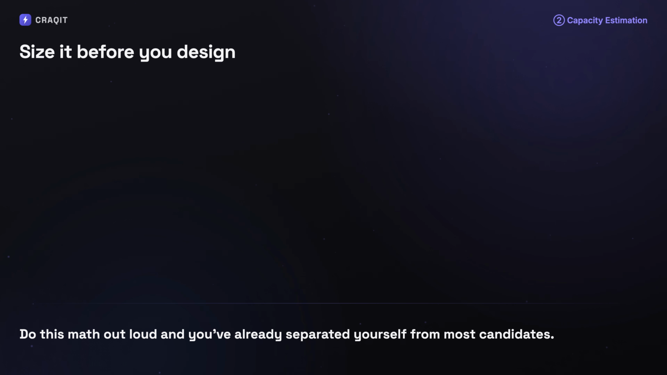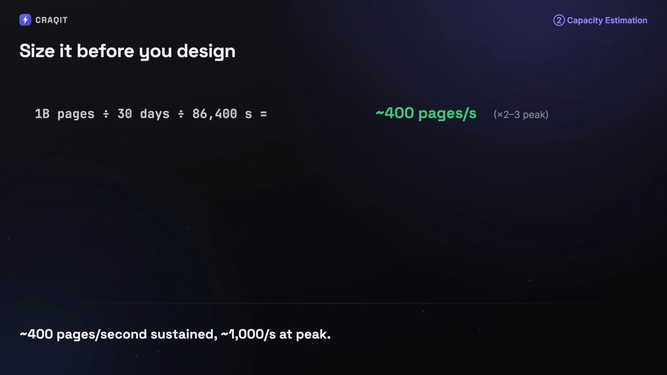Say the target is 1 billion pages, crawled over 30 days. 1 billion divided by 30 days, divided by 86,000 seconds a day, is roughly 400 pages per second, sustained. And you should provision 2 to 3 times that for peak, so call it 1,000 pages per second.